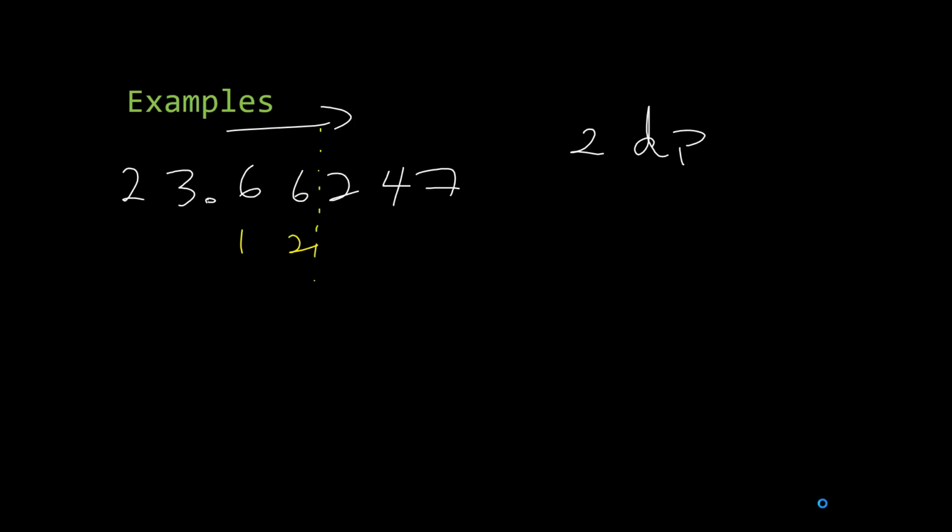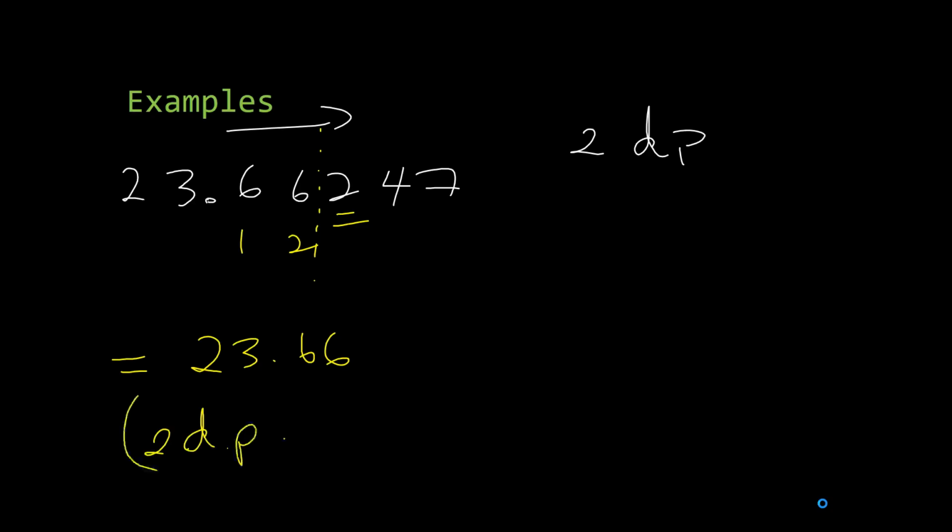Now remember, after the cutoff point, we have to observe the number. If it is greater than 5, we simply add 1 to the number. And in this case, it is less than 5, so we leave the number as it is. The final answer when we write this to 2 decimal places is 23.66.